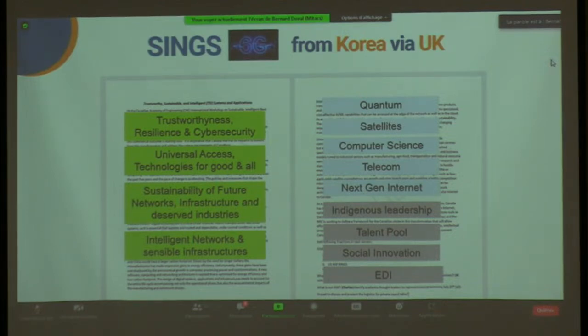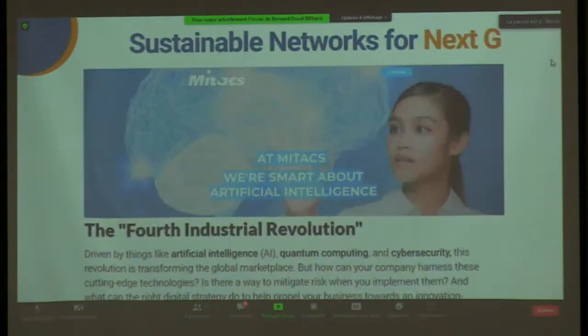We are focusing on talent pool to make sure we develop the next generation of talent, so that's a top priority. Social innovation, making sure that technologies are really for good and for all, so putting that priority right at the beginning of the strategy makes it possible. And finally, EDI, the EDI strategies that most countries are sharing.